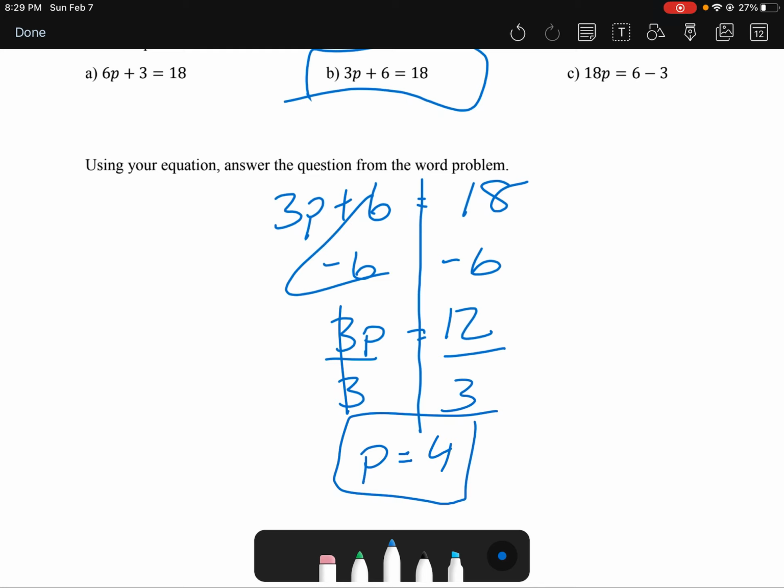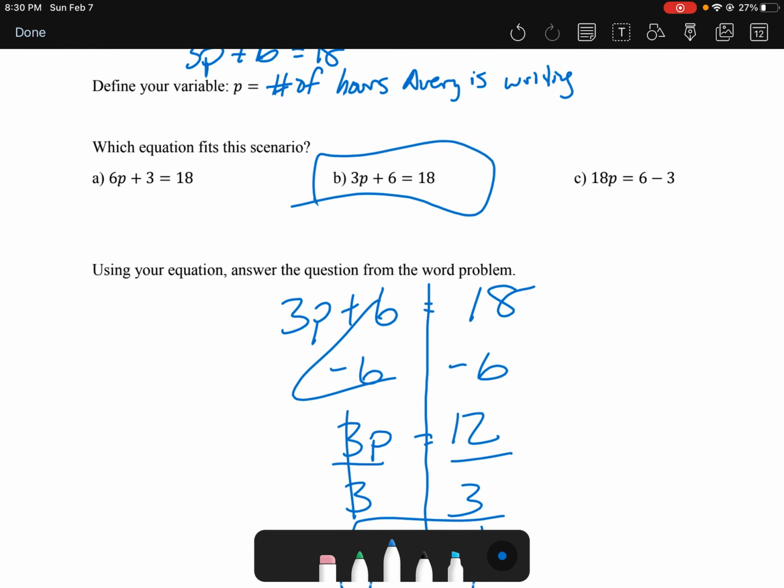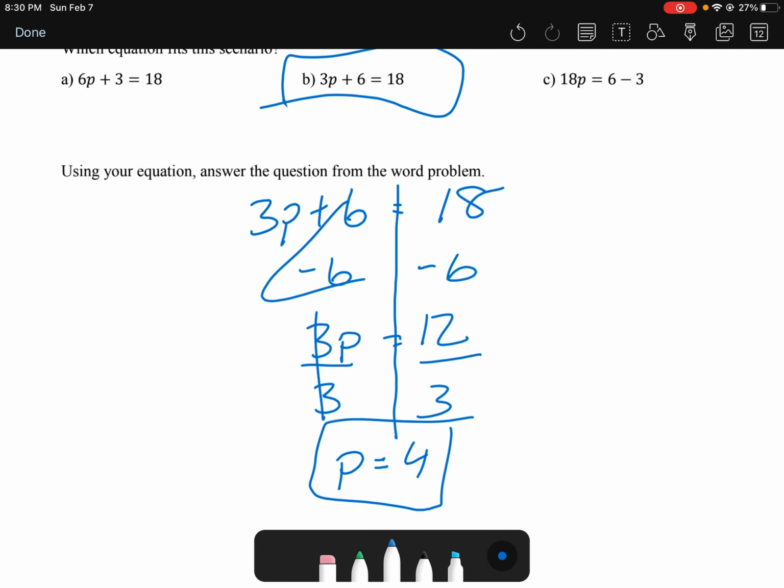However, if you just say P equals 4, that really doesn't mean anything. What does P actually mean? The number of hours. So I can say that Avery has been writing for 4 hours.